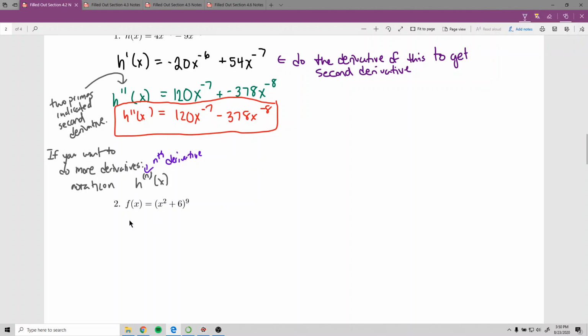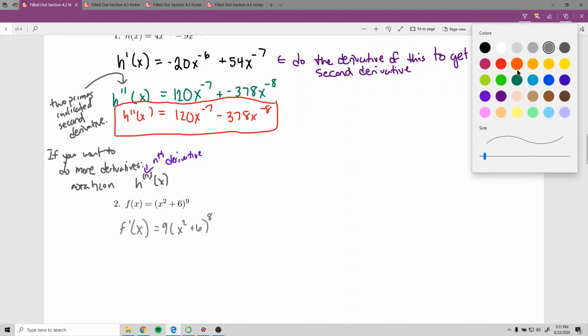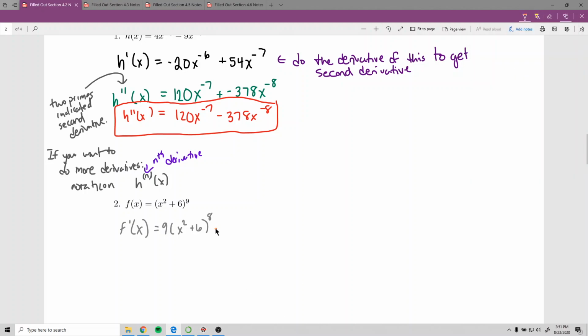All right, so here we want to do the derivative of f of x equals x squared plus 6 to the 9th power. We know we're going to need the chain rule for that. So we bring the 9 out front, right, we keep the inside the same. So we start with the power rule, subtract 1 from the power, and then we multiply by the derivative of the inside. The derivative of x squared plus 6 is 2x.